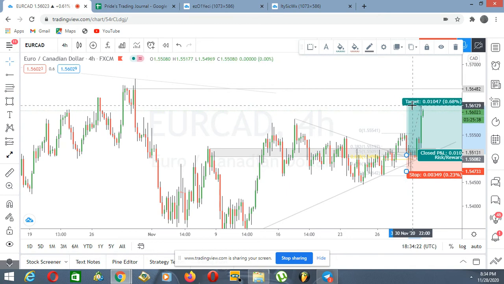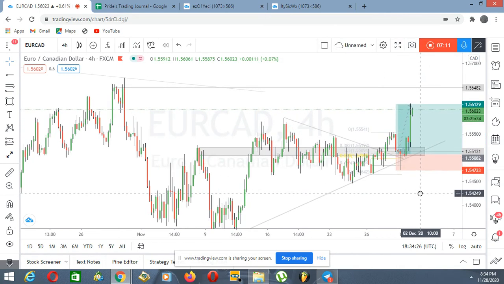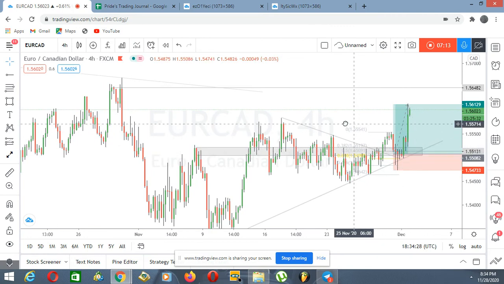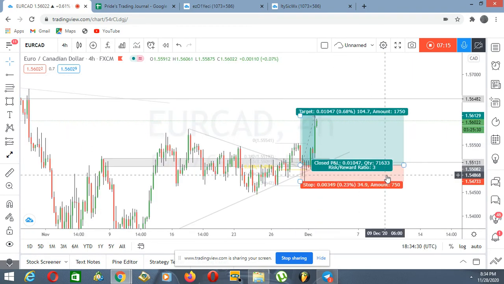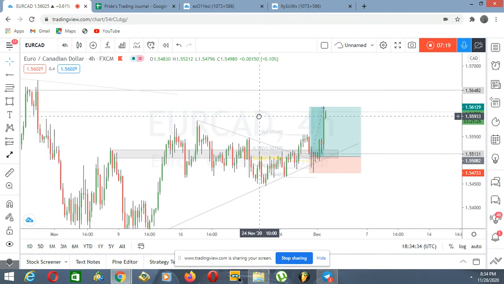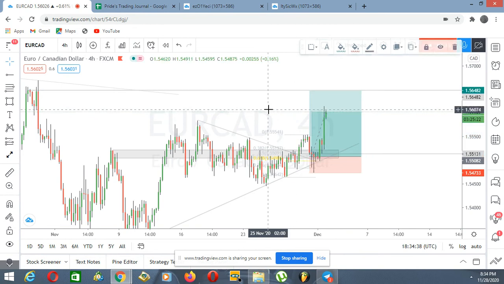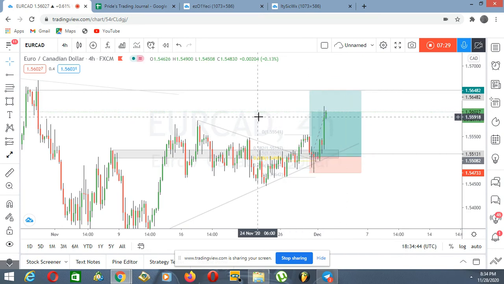Let me see. We risked 2% here. So what's the reward? If we risk 2%, this is 3% so far. We're in 3% profit so far. We're looking to take 4 times the risk, which is 4 times 2 since we risked 2%. 4 times 2 is gonna be 8%. We're actually gonna make 8%.